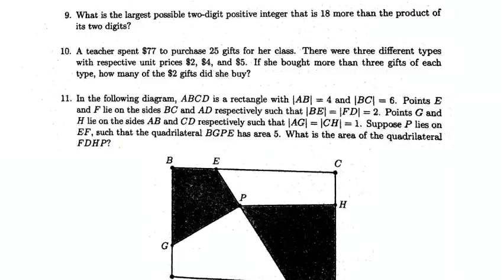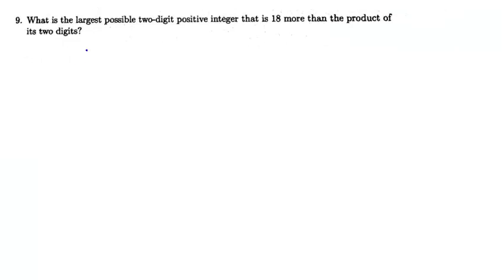SMO 2019 Junior Section First Round Problem number 9. What is the largest possible 2-digit positive integer that is 18 more than the product of its 2 digits? Okay, you say the 2-digit positive integer AB is 18 plus the product of its 2 digits, AB.